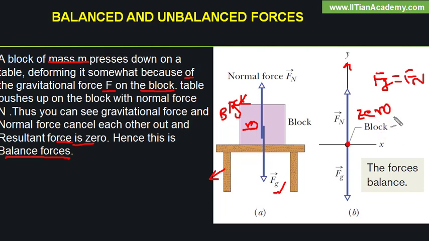So this is basically Fg minus Fn. Now Fg minus Fn is 0 because Fg and Fn are equal. So this condition is an example of a balanced force condition. You may have seen that if you put a block on a table, it doesn't move anywhere. So balanced force doesn't have any impact on the motion of a body.